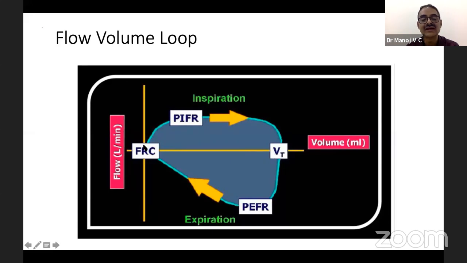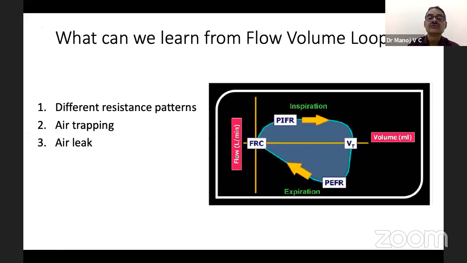So from here you are going to give so much pressure, so much volume. So tidal volume from PEEP. So if your PEEP is inadequate, then probably you can detect it from here as well. So the three things which you should remember to detect from the flow volume loop are different resistance patterns, air trapping and air leak.